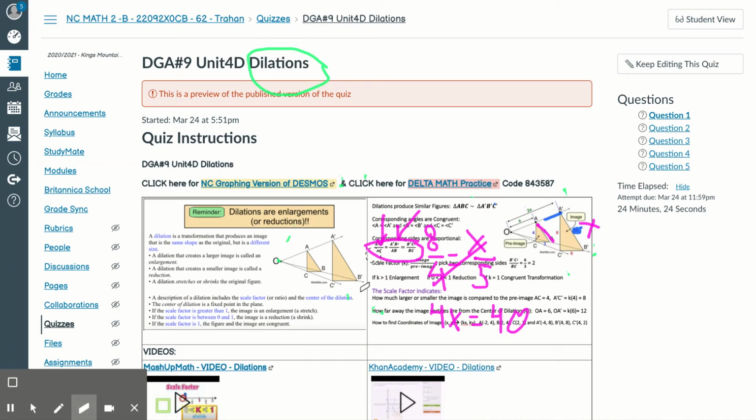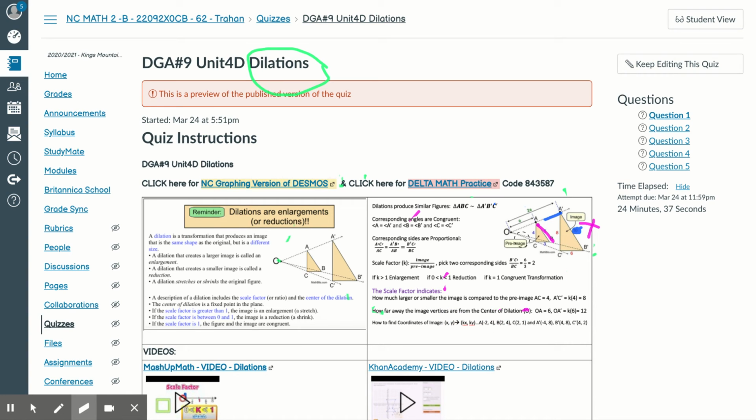So scale factor is extremely important. And all you have to do is divide the image, pick a side, and divide it by the pre-image, pick the same corresponding side, and you'll get the scale factor.